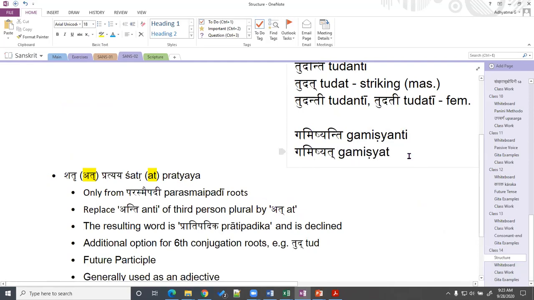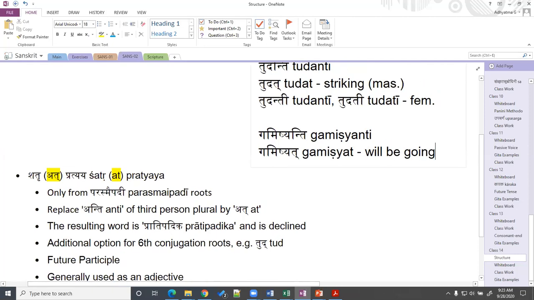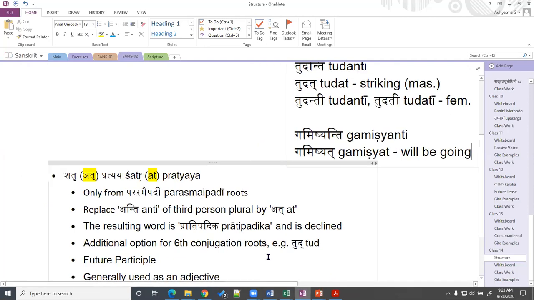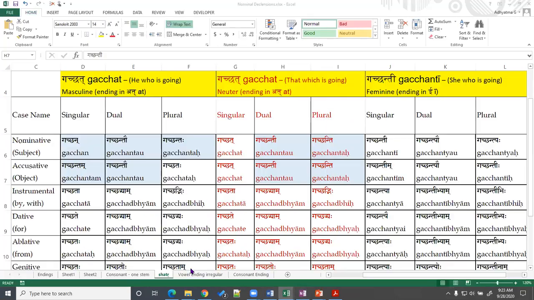So gamishyat means will be going. Again, it's not a verb, it's an adjective. So somebody who will be going, that's what it means. And as far as the declensions are concerned, they are exactly the same as gachat. There is no difference.